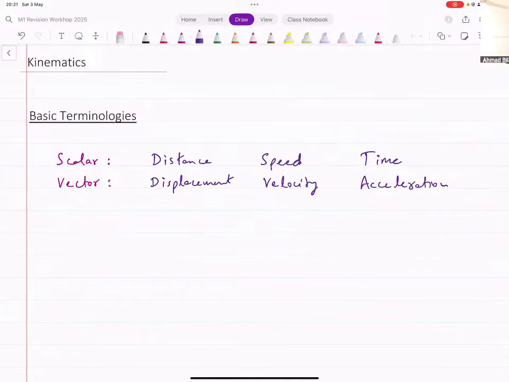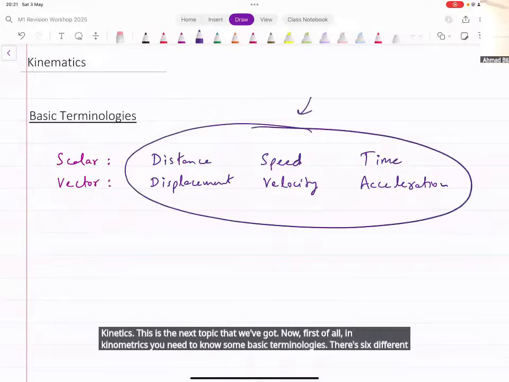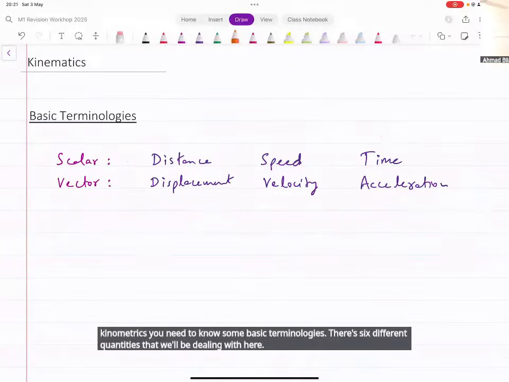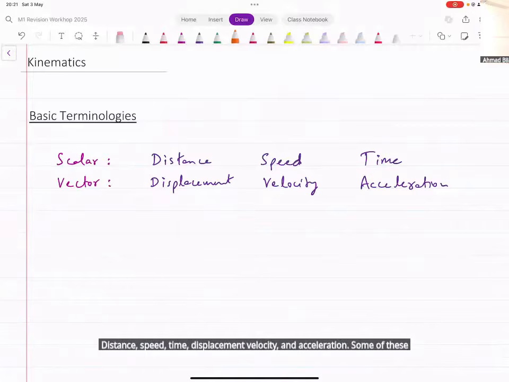Kinematics. This is the next topic that we've got. Now, first of all, in kinematics, you need to know some basic terminologies. There are 6 different quantities that we'll be dealing with here: distance, speed, time, displacement, velocity, and acceleration.